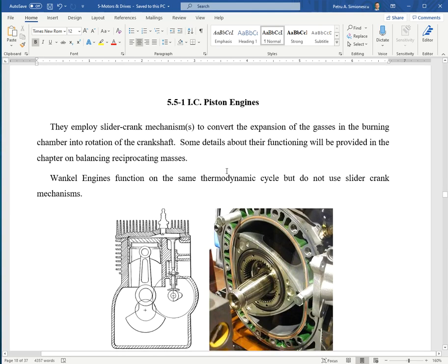Okay, internal combustion piston engines employ slider crank mechanisms, one or more, if it's a single cylinder, just one, to convert the expansion of gases resulting from burning of the fuel mixed with air in the combustion chamber.